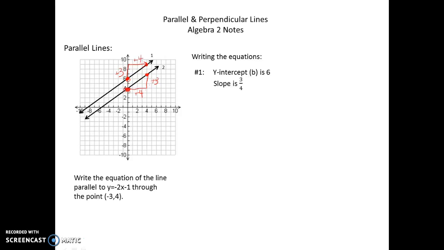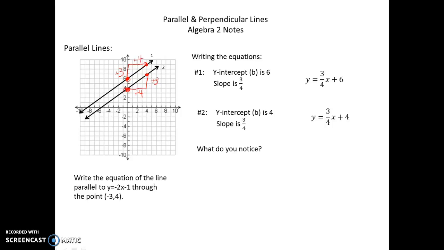Well, for equation 1, we know the y-intercept is 6, and we know the slope is 3/4. Throw that into slope-intercept form, so y equals 3/4 x plus 6. Let's do the same with number 2. Equation number 2, y-intercept is 4, slope is 3/4. So we throw that into slope-intercept form: y equals 3/4 x plus 4.